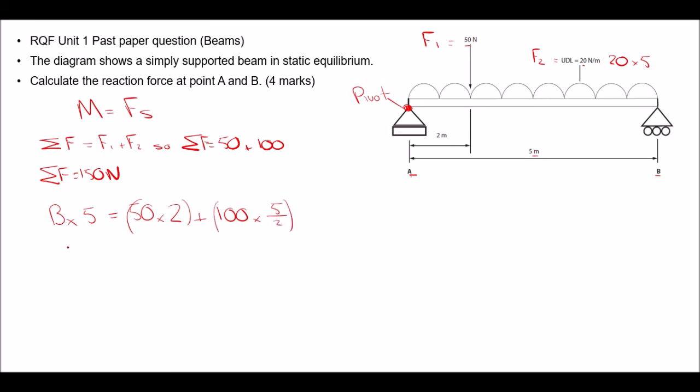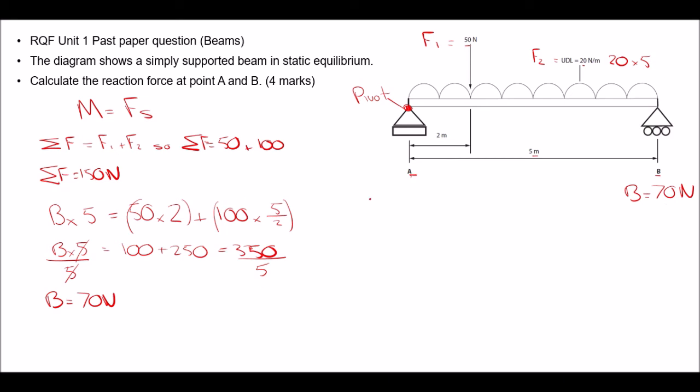So what we're going to have here is B times 5 is going to be equal to 100 plus 250, which is equal to 350. Next we're going to divide both sides by 5, and then what we get is B is equal to 350 divided by 5, which is 70 newtons. We'll pop that up here just so we can make it a little bit clearer. So B is equal to 70 newtons.